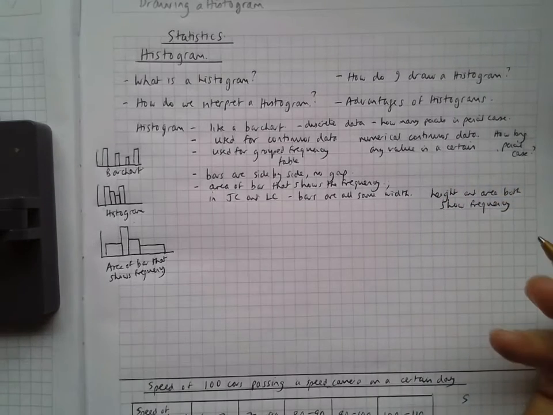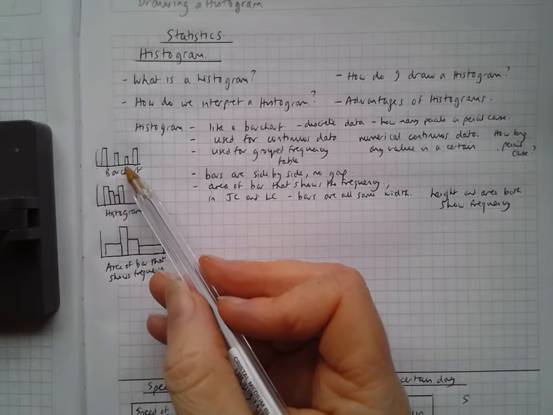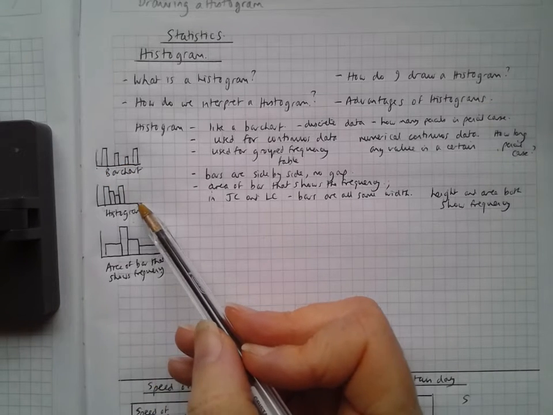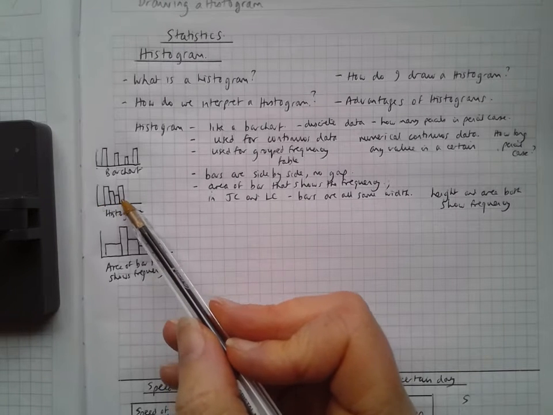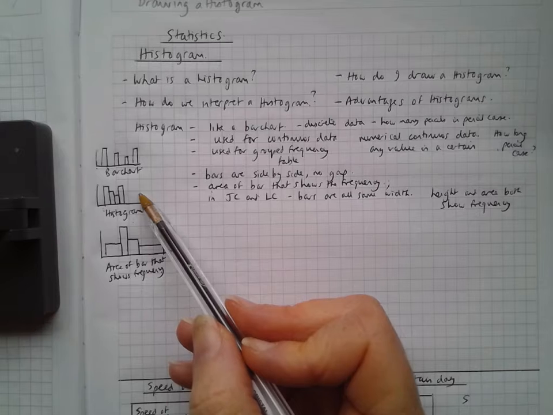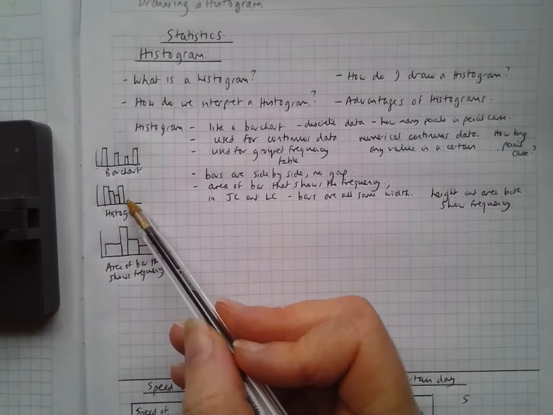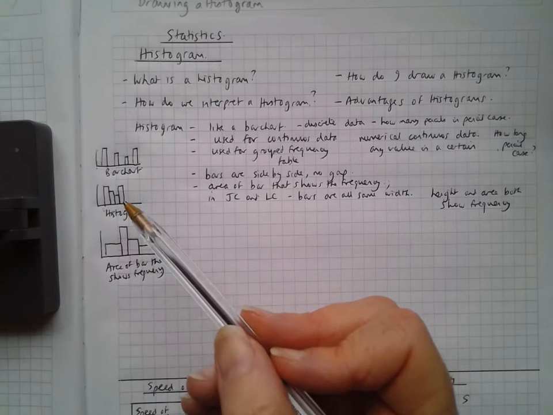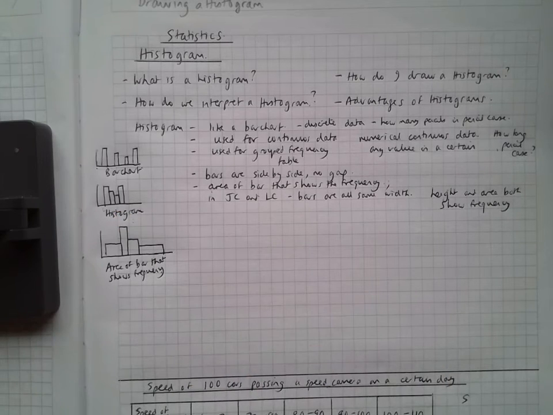Okay, so bar charts: the bars are separated. They're used for discrete data. It's the height of the bar that shows the frequency. A histogram: the bars are side by side with no gaps. It's used for continuous numerical data from a grouped frequency table, and it's the area of the bar that shows the frequency. In your case, because the bars are all the same width, actually it's still the height that shows the frequency. Okay, so that's what a histogram is.